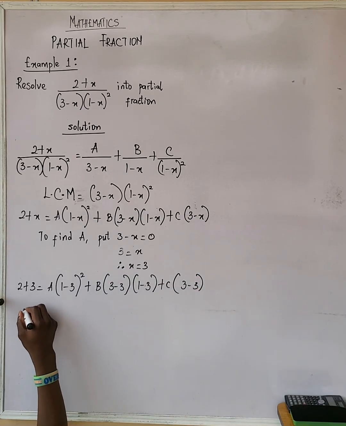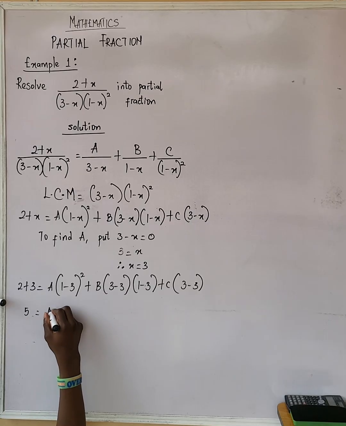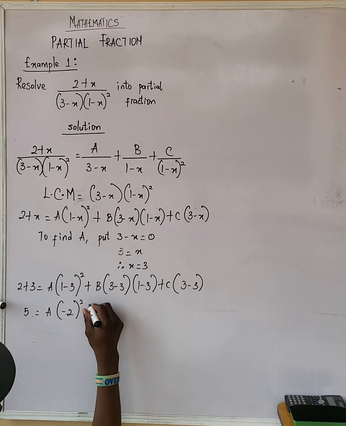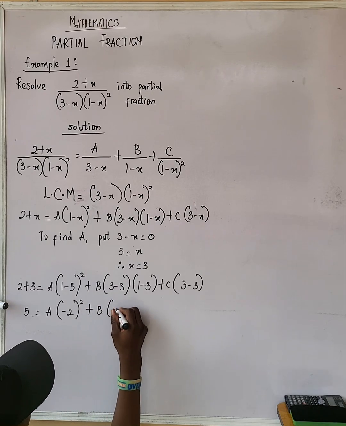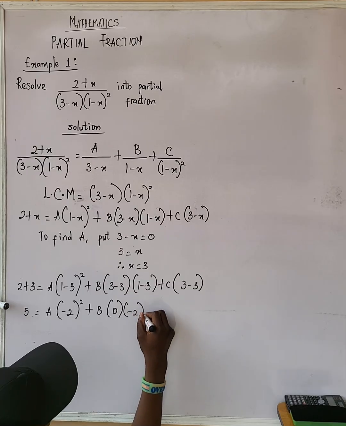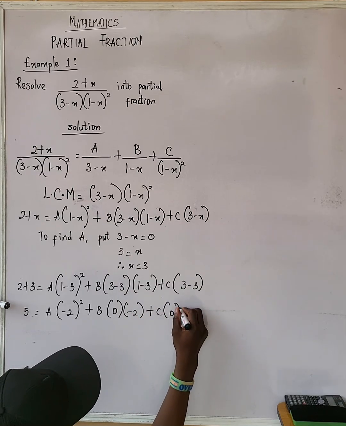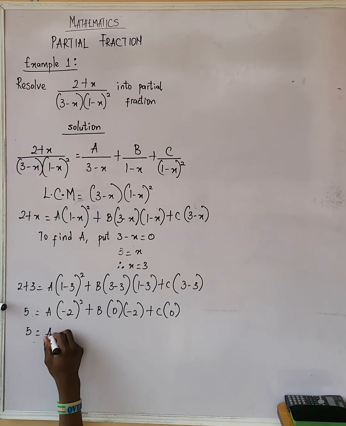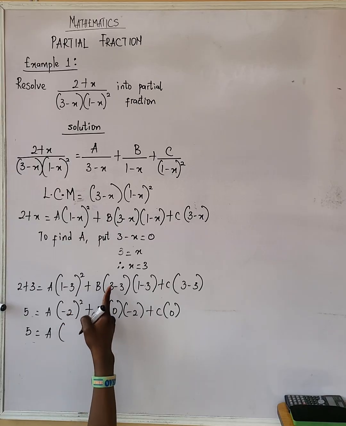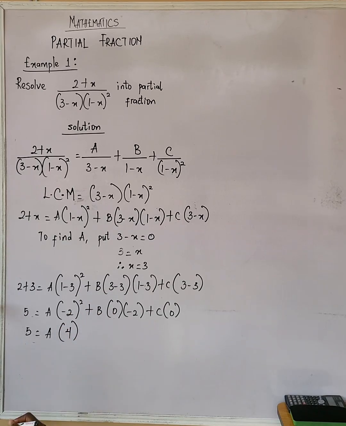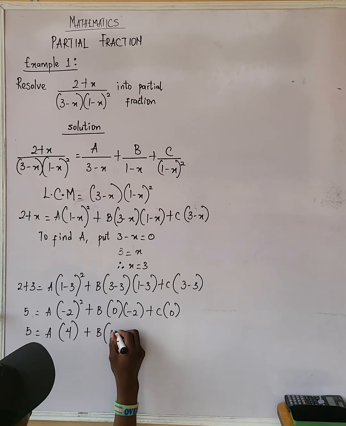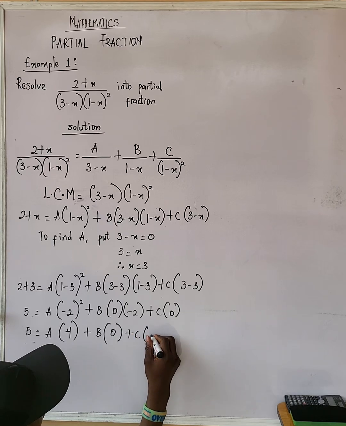So here will give us what? 2 plus 3, 5 equals to a into bracket. Here is what? Minus 2 square. 1 minus 3 is minus 2. Then plus b. Here is what? 0 multiplied by what? Minus 2. Then plus c. Here is what? 0. So here will give us 5 equals to a into bracket minus 2 square. Minus 2 square will give us plus 4, right? That will give us plus 4 plus b into bracket. 0 times minus 2 is what? 0. Then plus c into bracket 0.